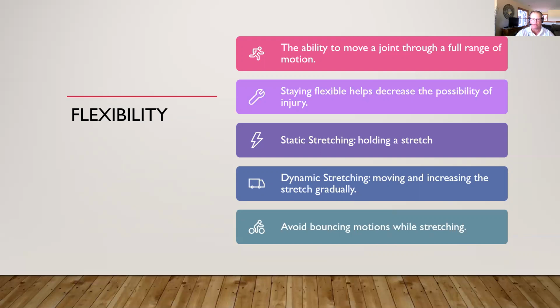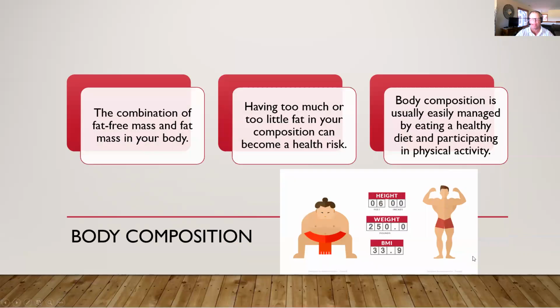Another type of stretch is called dynamic stretching. This is moving and increasing the stretch gradually. This could be like doing slow lunges. You're continually moving, but you're stretching at the same time. So that's what we call a dynamic stretching routine. And it's important when you're doing stretching, you never want to bounce while you're stretching. You want it to be very fluid. It's best to exhale as you do the movement, and you'll be able to stretch a little bit further.